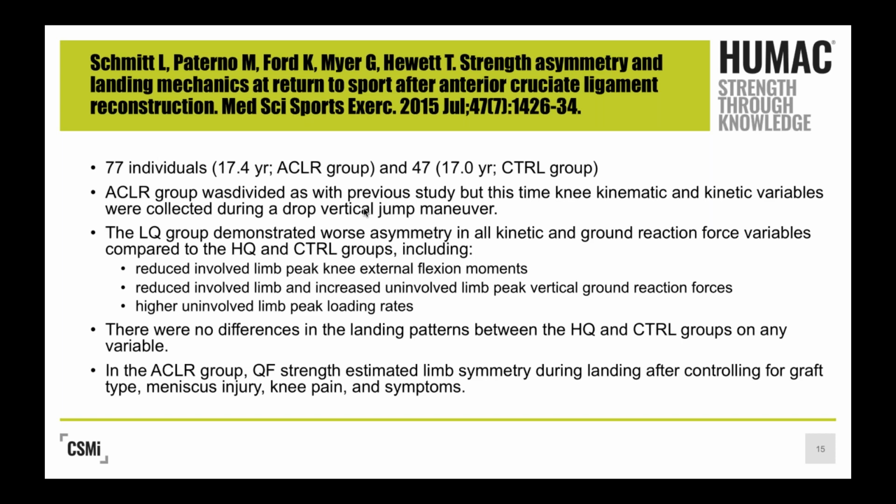The low quad group demonstrated worse asymmetry in all kinetic and ground reaction variables compared to the high quad group and the control group. The low quad group landed with a straighter knee on the involved side. They had more ground reaction forces on the uninvolved versus the involved, and they loaded their uninvolved limb faster than the involved. So they loaded that involved limb slower. As with the previous study, again, quad strength estimated the limb symmetry during landing, and that's after controlling for the graft type, the meniscus injury, knee pain, and symptoms.